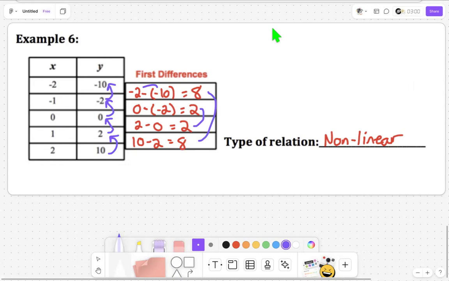So I hope this assignment helped you understand how to calculate first differences, and therefore you can be very successful on our slope test.